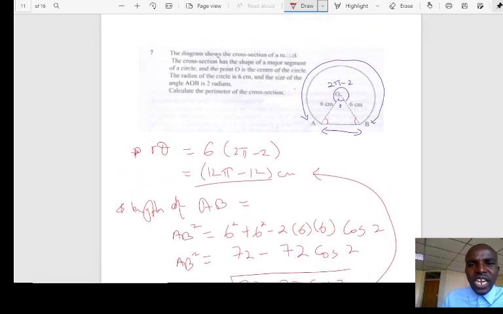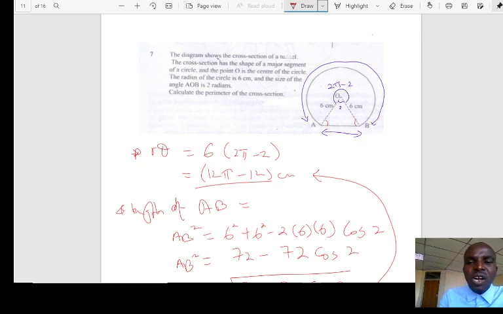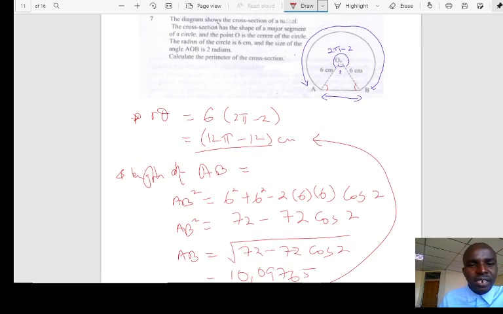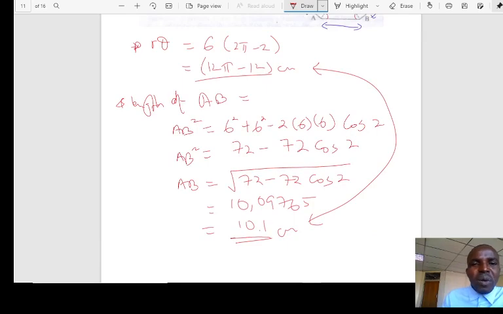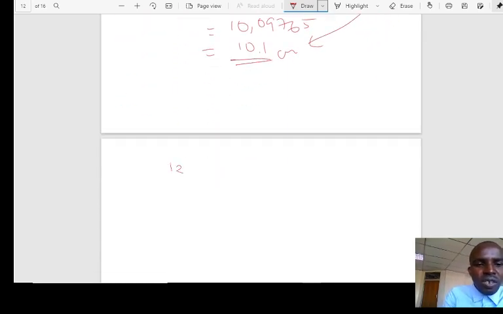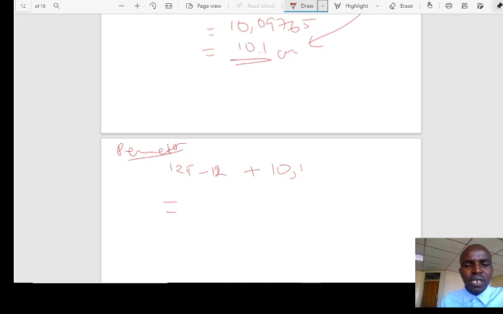Then the length of the tunnel, that is the perimeter of the tunnel, will be the arc length AB major plus the length of line AB. So that is 12 pi minus 12, plus 10.1 centimeters. That's the required perimeter. You can use a calculator: 12 pi minus 12 plus 10.1. What will we get? It will be 35.8 to 3 significant figures. 35.8 centimeters. Done.